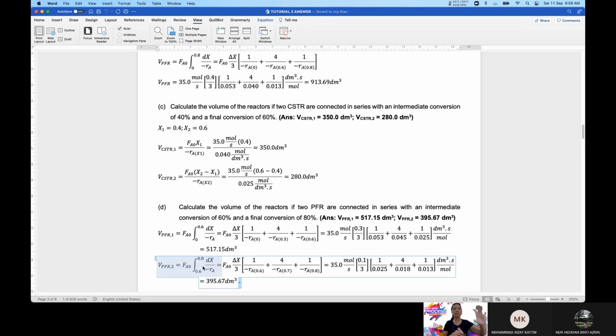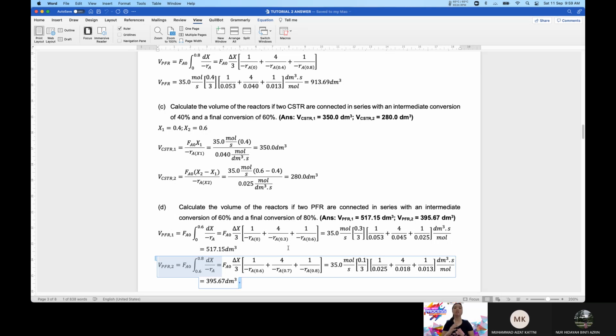Okay, before this you learned single PFR, and when you learn PFR in series, the first one starts from zero. But the second reactor does not start at zero, because again, I said conversion does not reset. It just keeps raising the conversion. So it starts from X1 to X2 for the second reactor. So you have FA0 integrating from 0.6 as your bottom limit, 0.8 as your top limit. So it says that in the second reactor, it converts 60% to 80%, dX per minus RA.